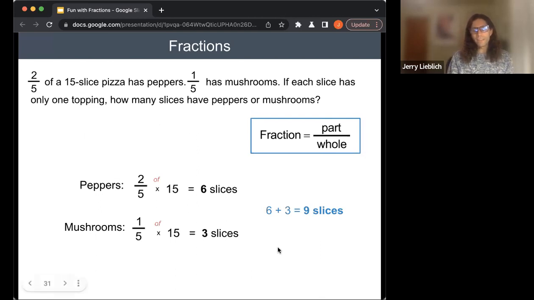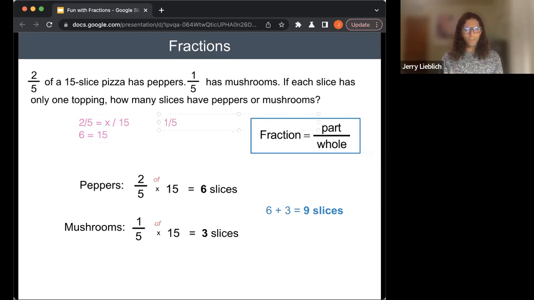So this is a case where I think direct translation is a little easier than thinking with this. If we wanted to think with this, you could say, all right, the 2/5 is the part over the whole. And that gets us to 6 if we multiply both sides by 15. And similarly, we could say the 1/5 is the part over the whole. Multiply both sides to get that part.